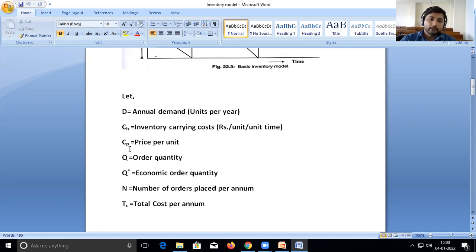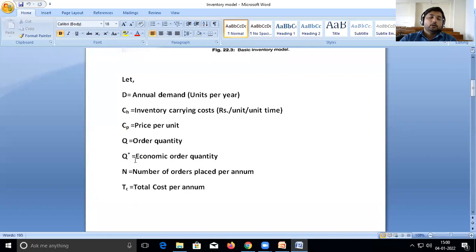Then the next variable we require is C suffix P. It is the price of the product, so price per unit. Now the next nomenclature we require is Q. Q will be considered as the order quantity: how much quantity we need to order in one order.